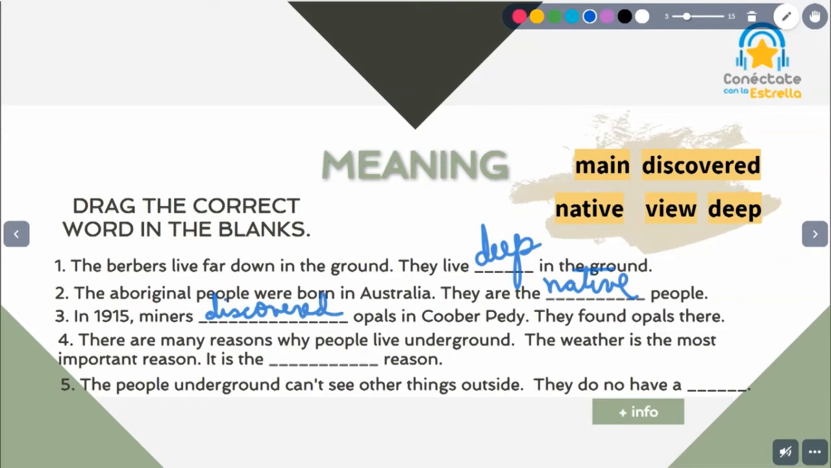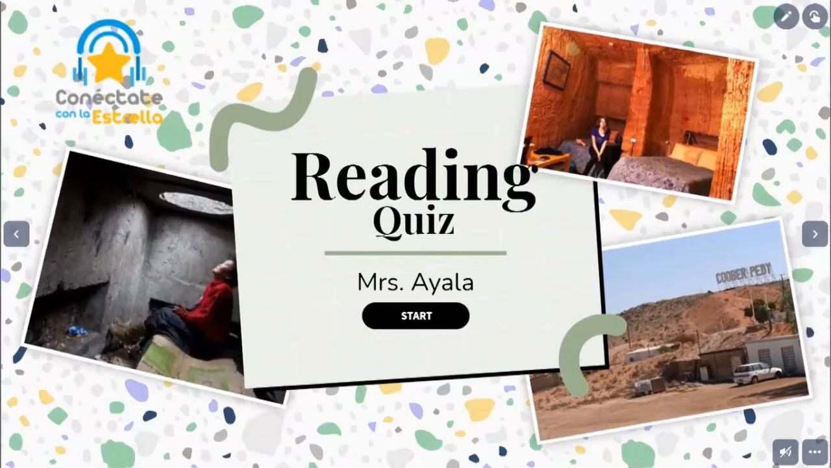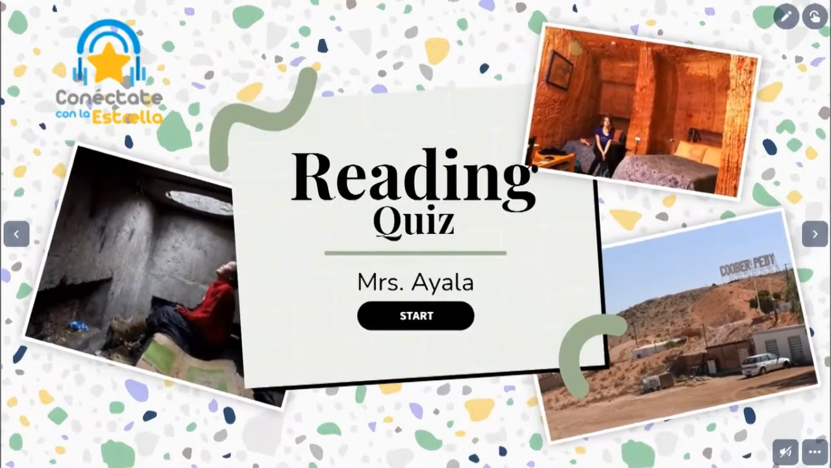There are many reasons why people live underground. The weather is the most important reason. It is the main reason. Yes, it's too hot there because they don't have trees due to mining. And number 5, the people underground cannot see other things outside. They do not have a view. Perfect. Good job, guys. Are you ready for the next activity?